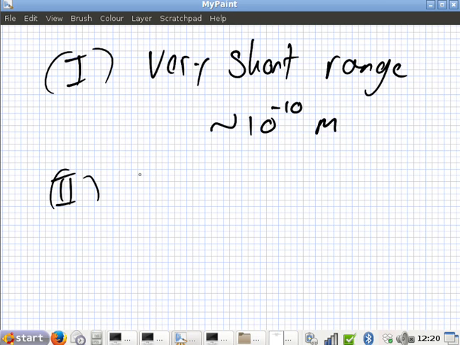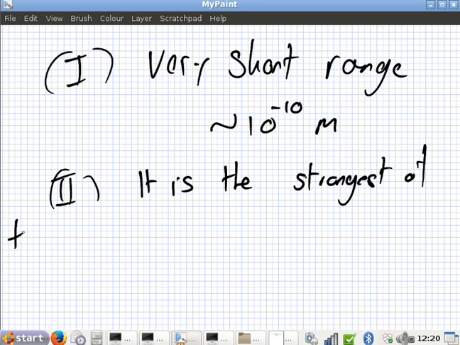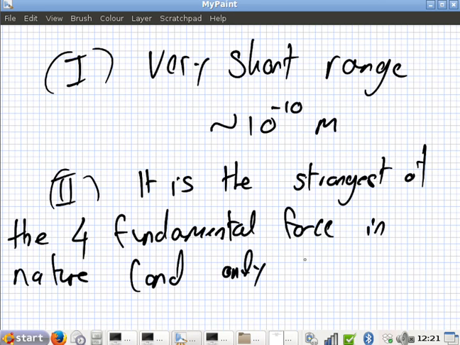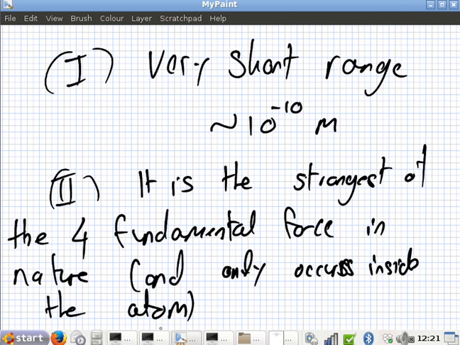and it is the strongest of the 4 fundamental forces in nature, and only occurs inside the atom. Actually, more precisely, the nucleus of the atom.